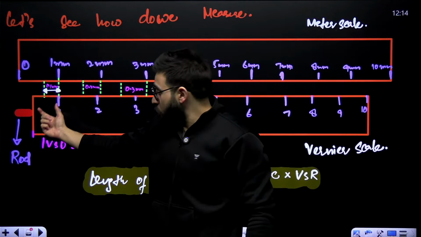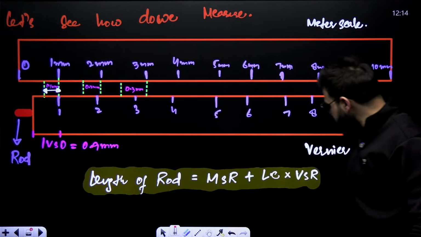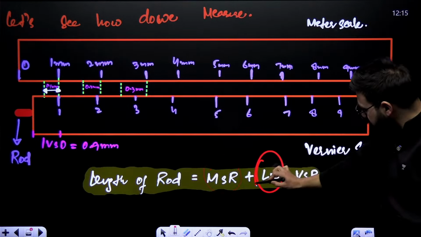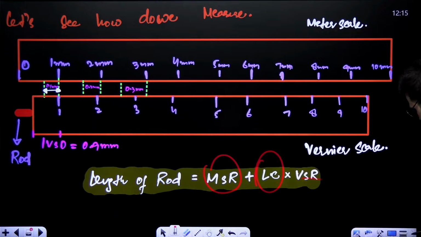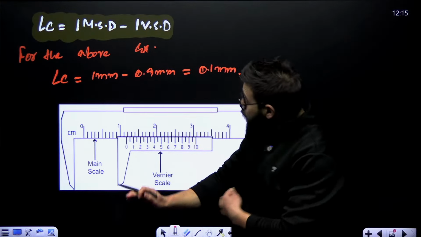Okay. So 0.1 mm is the least count of what? Vernier scale. I can say main scale reading plus vernier least count multiplied by vernier scale reading. Now guys, how do we find the least count?